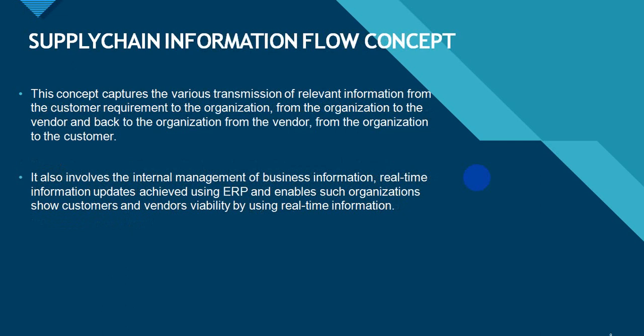So let's look at the supply chain information flow concept. This concept captures the various transmission of relevant information from the customer requirement. So the customer has a requirement, and then sends this requirement to the organization, like placing a sales order, and then from the organization to the vendor. Because of the customer's order, the organization has to make requests. So we have a situation where we produce detergents and supply to customers, right? So when customers place their order, they communicate with us.